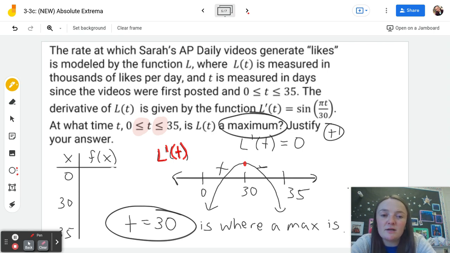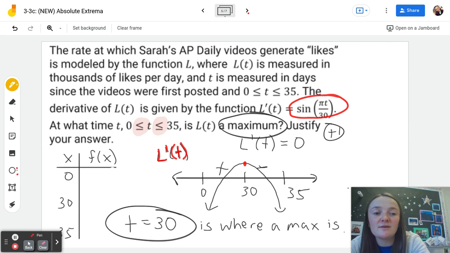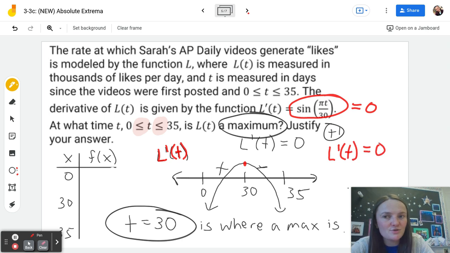So what I want to do here is, because I'm already given the derivative function, we actually graphed it on our calculator, and we came up with some values that would make the derivative equal to 0. So once again, if this was a free response question, I would literally write anywhere L prime of t is equal to 0. If I can do that, that's probably a whole point on the AP test, which is amazing.